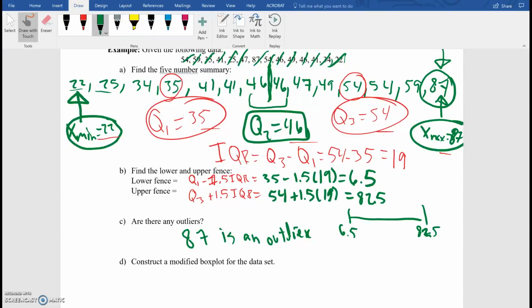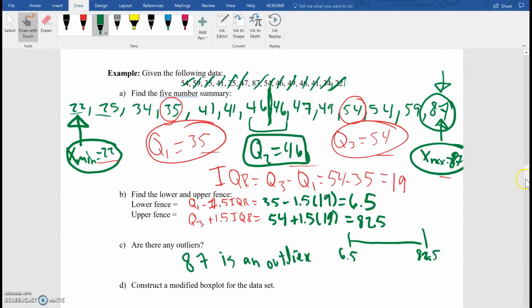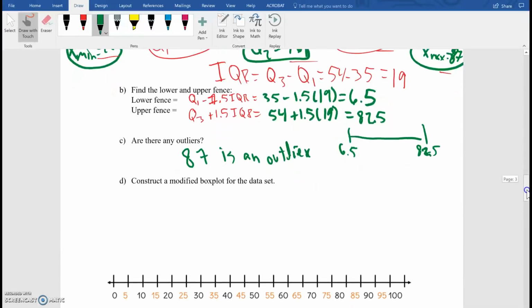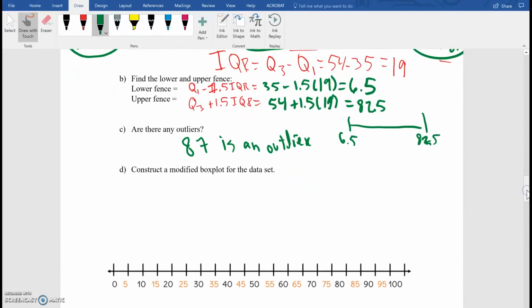Okay. Now my next step, or my last part D, construct a modified box plot of the data. So this is how we're going to go ahead and do the box plot. The first thing that you want to do is start with the quartiles. Okay, so Q1 was 35, right? So I'm going to look for 35. So 35 is around here. So that's where my beginning of the box is going to be. Q3 is 54. So 54 is around here. So that is where my box is going to end.